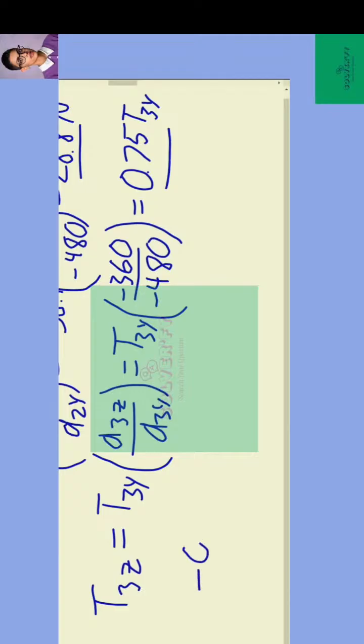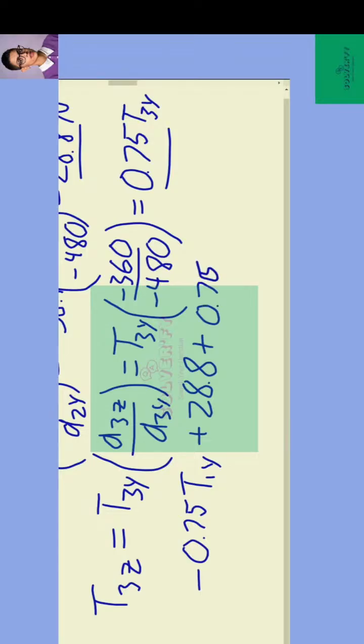We get negative 0.75 T1y plus 28.8 plus 0.75 T3y equals 0.